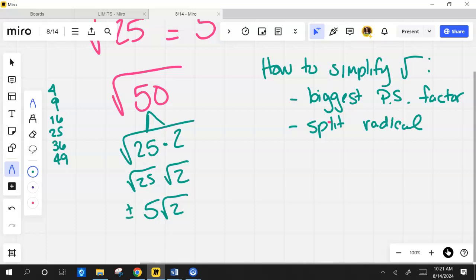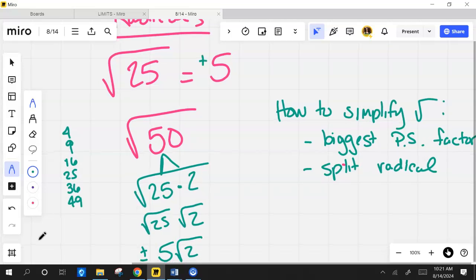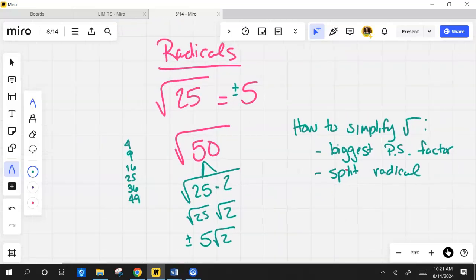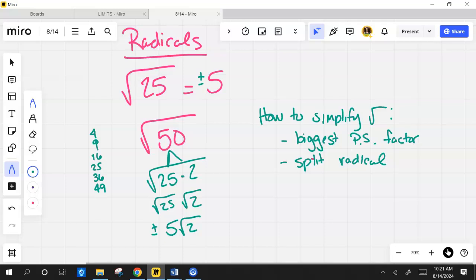Now I do want to make sure I throw a plus or minus in front. Why? How could it possibly be negative? And it's easier to explain with this one up here. Negative 5 times negative 5 is also positive 25, right? So I need a plus or minus in front.